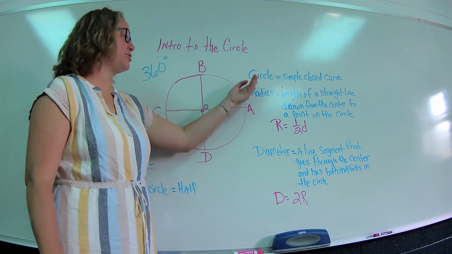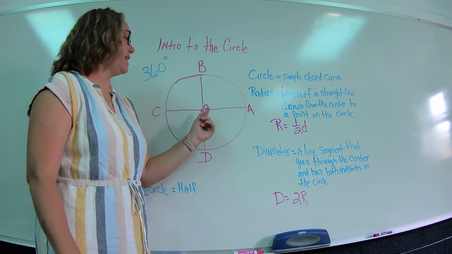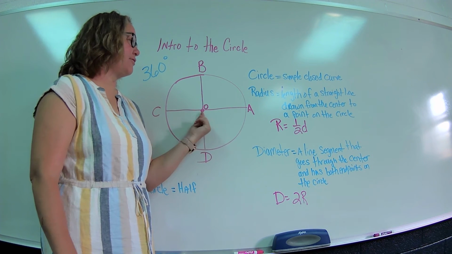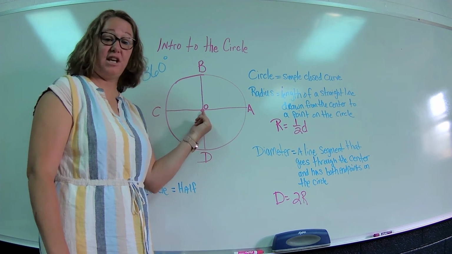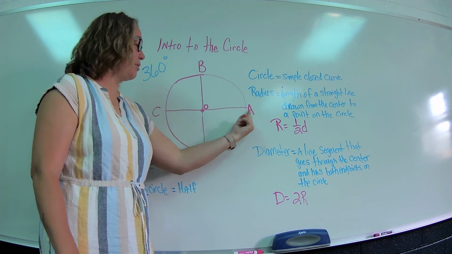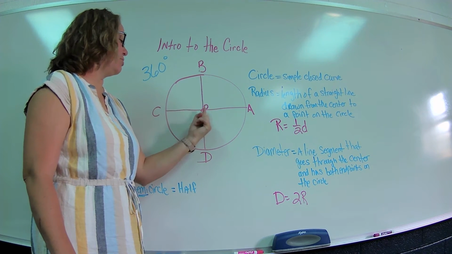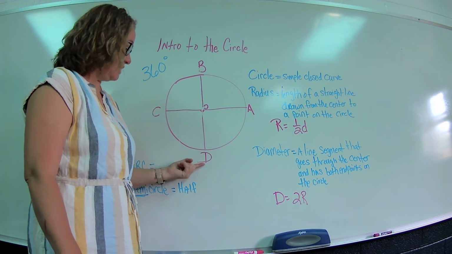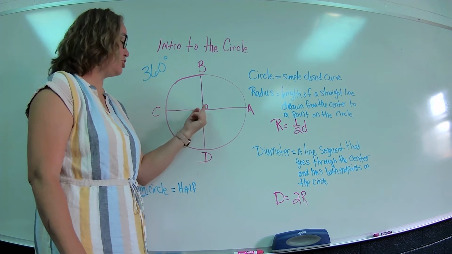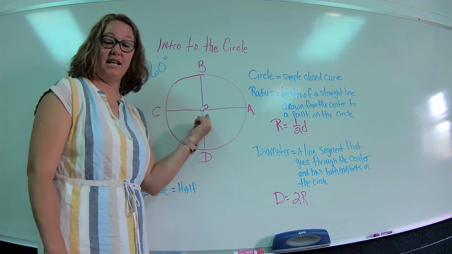All right, in part of the circle we have a radius. The radius is any length of a straight line from the center. It starts at the center and it goes to a point. So O to A is a radius, O to B, or B to O, O to C, O to D. All right, that's a radius. It starts in the center. That's a key word there.